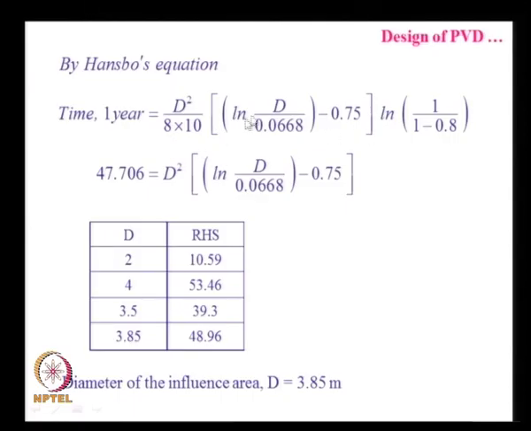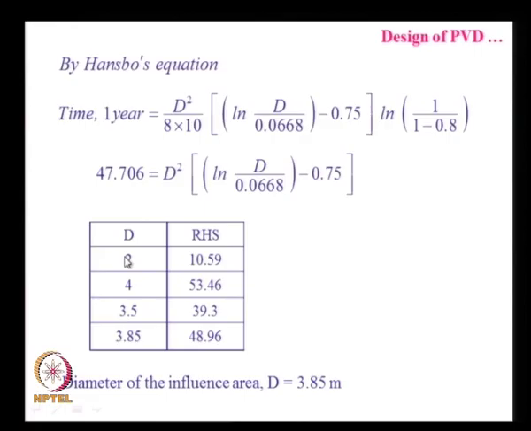So, if we simplify and take this 8 times 10 and this ln of 1 by 1 minus 0.8 to the left hand side, this is 47.706 is capital D square multiplied by ln D by 0.0668 minus 0.775, and we can solve it by trial and error. By substituting different D's, we can find the right hand side quantity, and when the right hand side quantity is approximately equal to the left hand side quantity, we can stop the iterations.